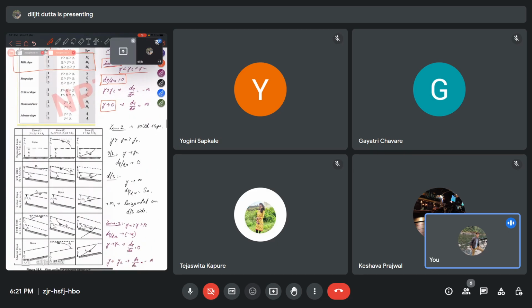So we can see this is the type of profile in M slope. As it reaches yc, we can see the slope will be tending to infinity, so the angle will be approximately 90 degrees, and at y equal to 0 it will also tend to 90 degrees. So this is the M3 profile.